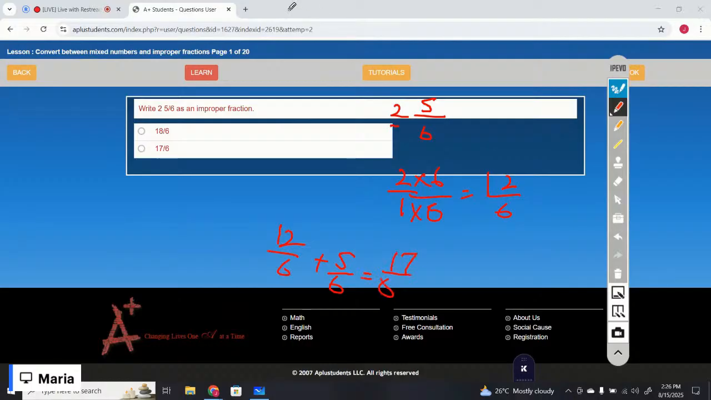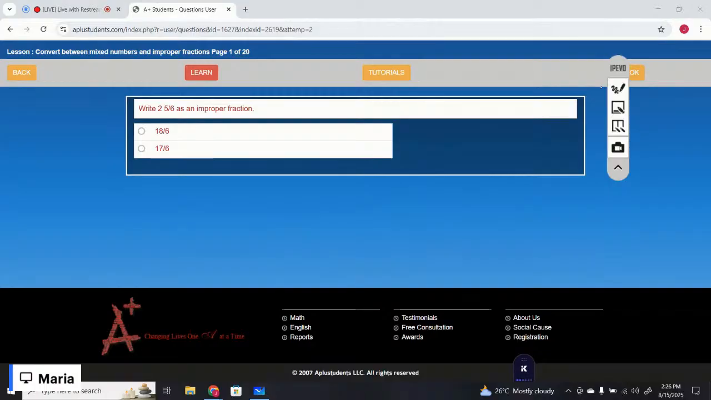Option number 2 is the correct option. That is 17 over 6.